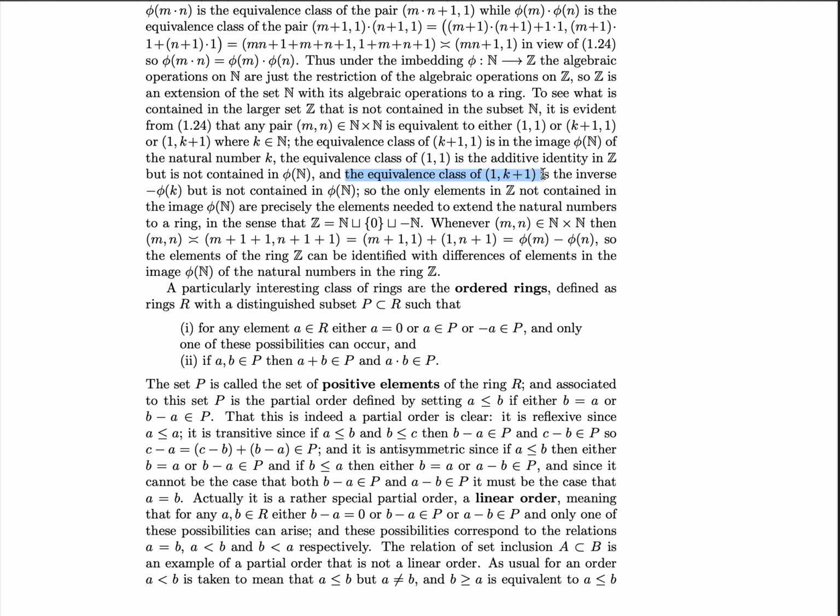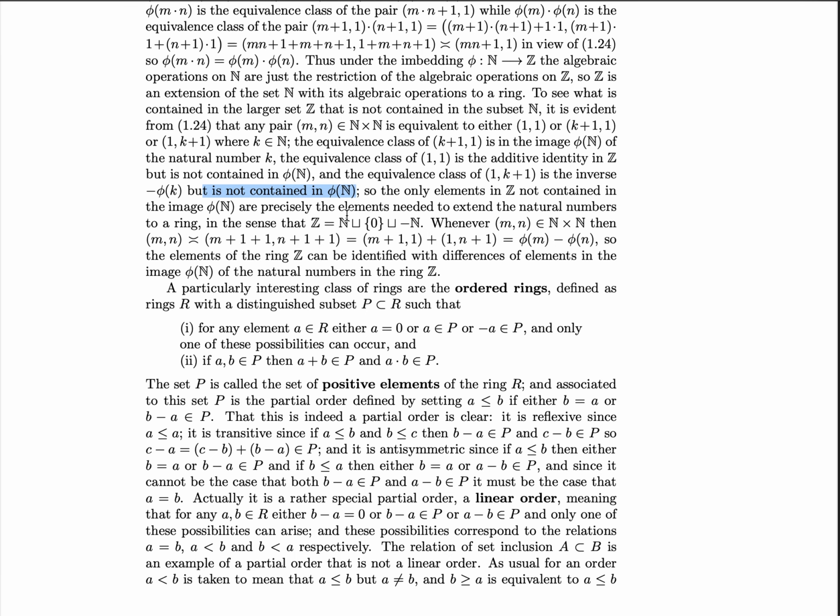We will then finally note that the (1, k plus 1) equivalence class for any k is the inverse of phi of k, and is not contained in phi of N. So the only elements of Z that are not contained in the image phi of N are precisely those elements which are inverses of the image of phi of N. Namely, those elements are needed to extend the natural numbers into a ring. In that sense, we can consider the integers as the disjoint union of N, union with 0, union with minus N.